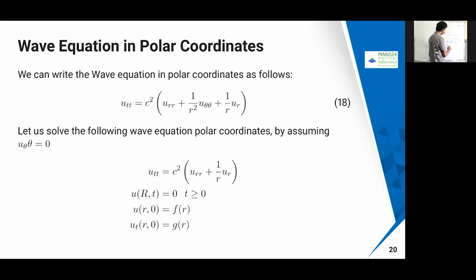Okay, u(r,0) = f(r), and u_t(r,0) = g(r), and u(r,t) is finite at r = 0. So this is the problem let us solve. For this problem, how do we obtain the solution? That is what we will solve.